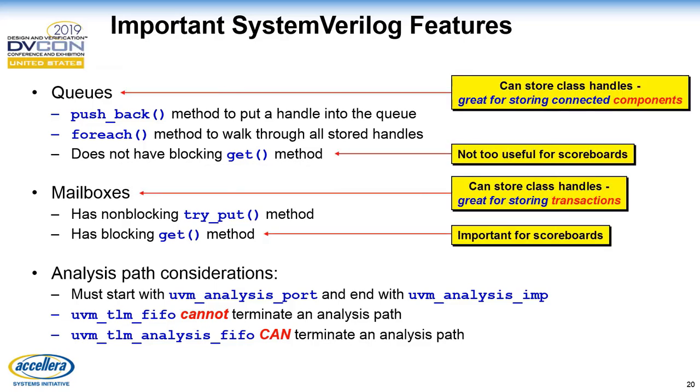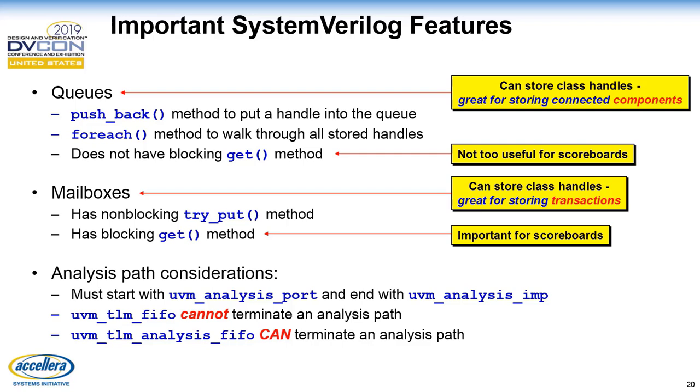The queues, we can store component type handles. And so there's a pushback method for your queues to say, just take this handle and push it onto the queue. There's a for each method, so we can walk through all the handles currently stored inside of that queue. But the problem with queues, why they're not typically as valuable in a scoreboard, is they don't have a blocking get method.